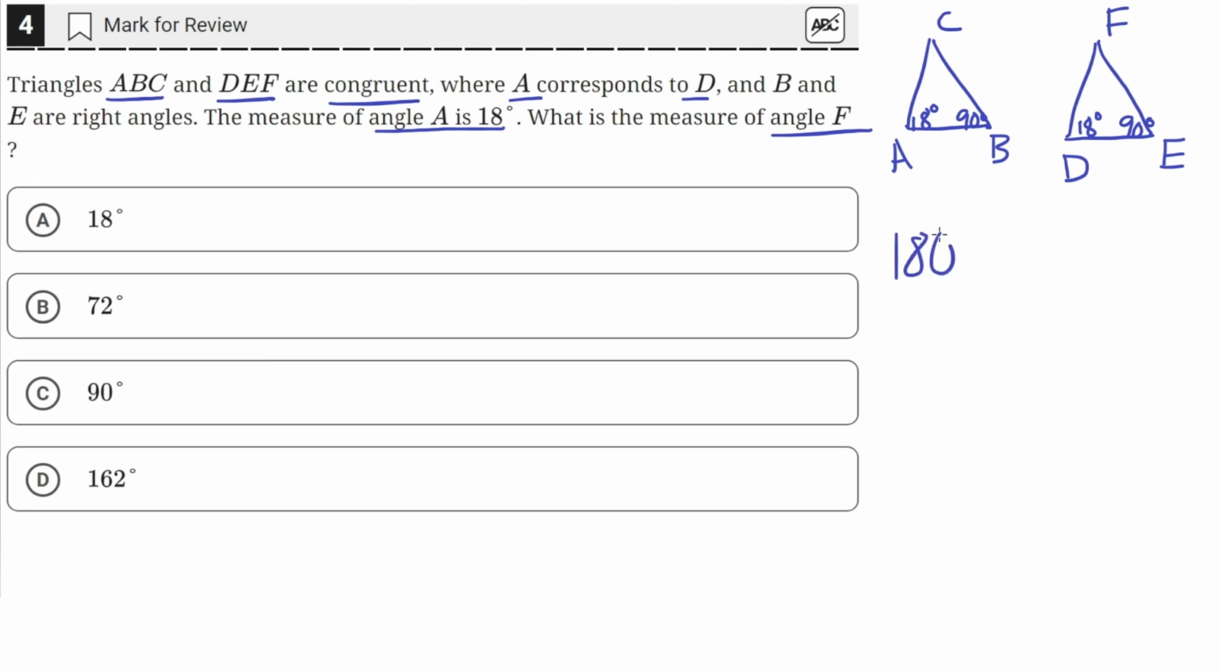So if we do 180 minus 18 minus 90, we'll get the value of angle F. Because this angle needs to be such that when the angle of F here is added with 18 and 90, it equals 180. So if we do 180 minus the angle of D and E, we should get the angle of F. So when we do 180 minus 18 minus 90, we get an answer of 72 degrees. So angle F is 72 degrees.